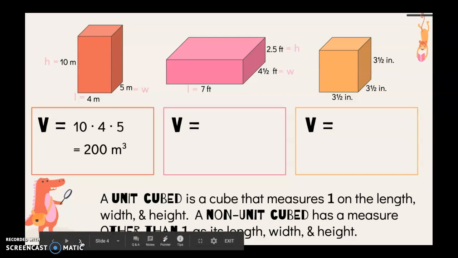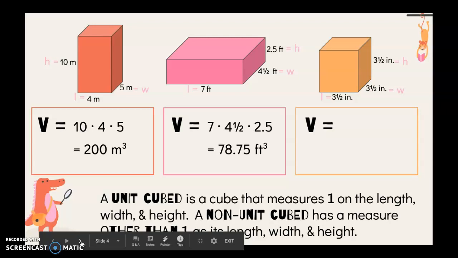Let's look at the second and third shapes. Again, make sure you're labeling those with the length, width, and height. I've gone ahead and done that. For the second one, what numbers are we going to multiply? We're going to multiply the length, width, and height. So 7 times 4.5 times 2.5, and you should have gotten a volume of 78.75 feet cubed, or cubic feet. So 78 3/4 cubic feet. You could make it fractional instead of decimal. That would be fine too.